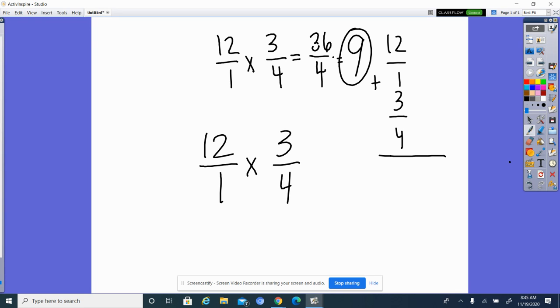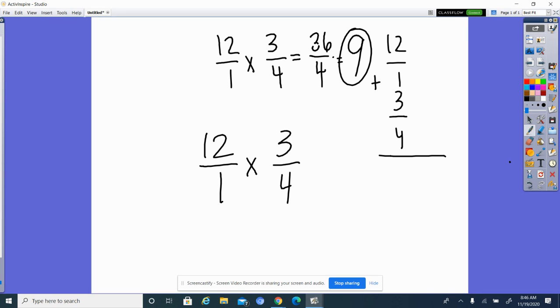Okay, now if this confuses you, you stick to this: multiply across and simplify. But we have a trick, a shortcut to getting the answer. And it's called cross canceling.